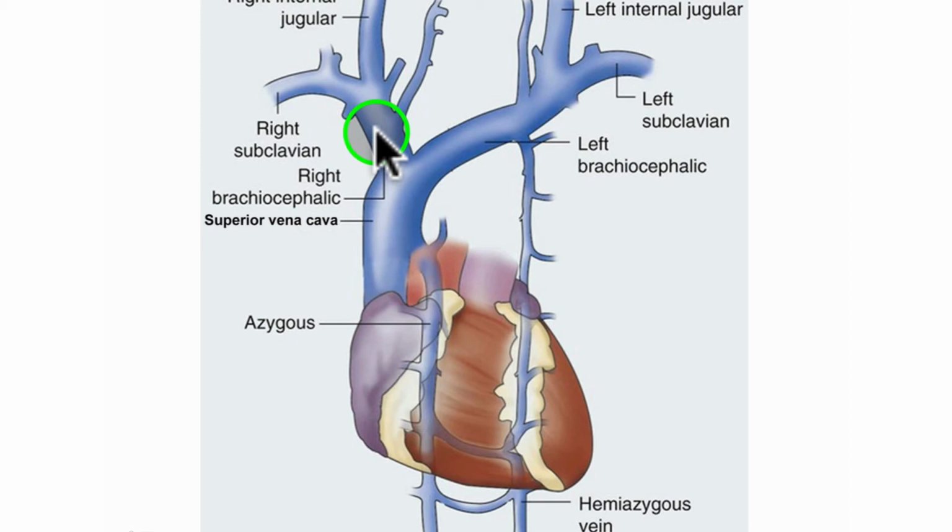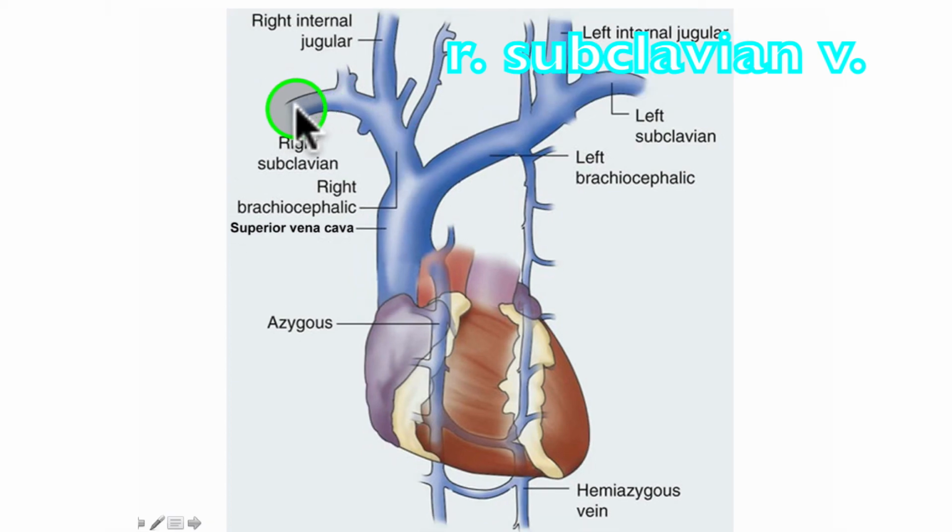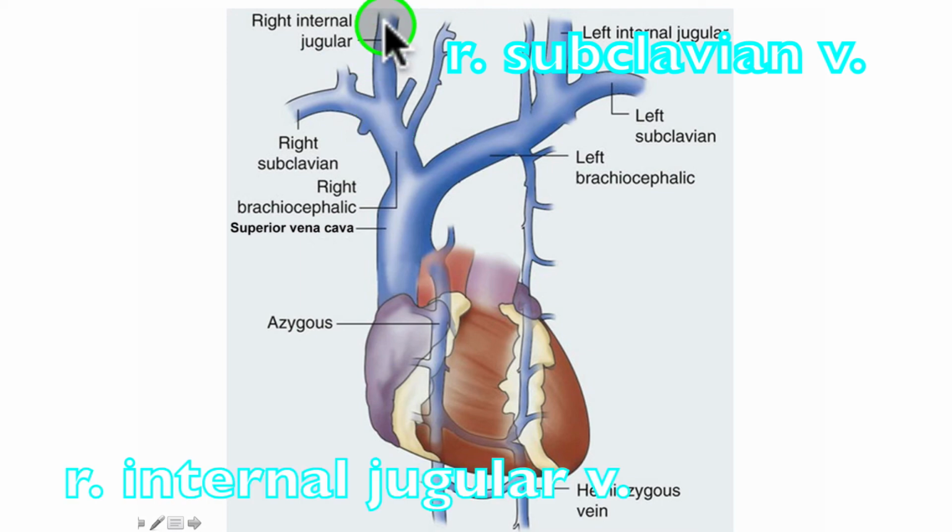Once again, this is the right brachiocephalic vein, left brachiocephalic vein. We have the right subclavian vein dropping into the right brachiocephalic vein. The right subclavian vein actually merges into the brachiocephalic vein along with the right internal jugular vein. The same is true on the left side. Left internal jugular vein, left subclavian vein drop into the left brachiocephalic vein.